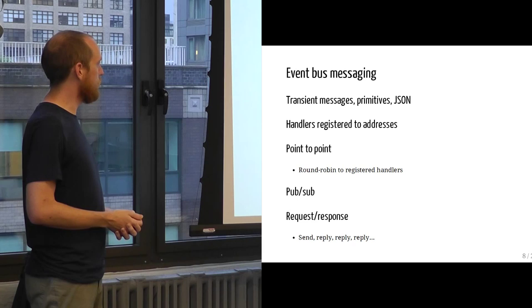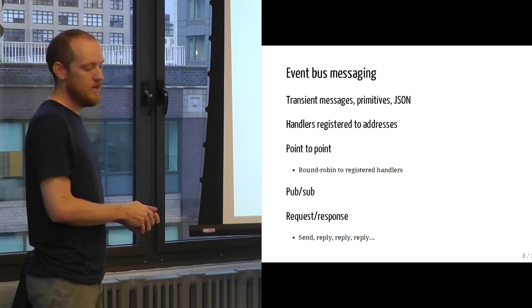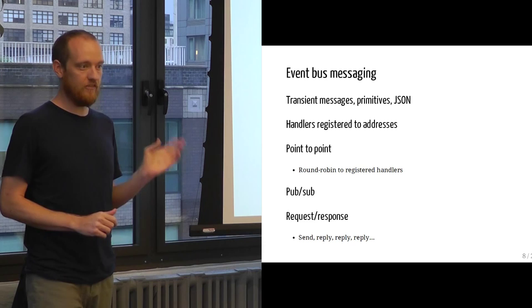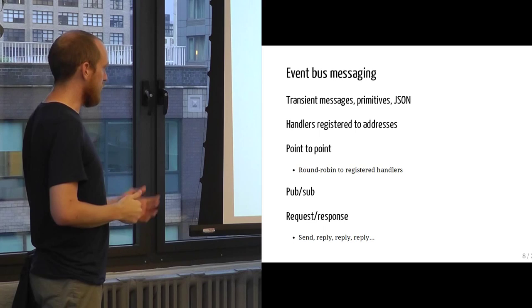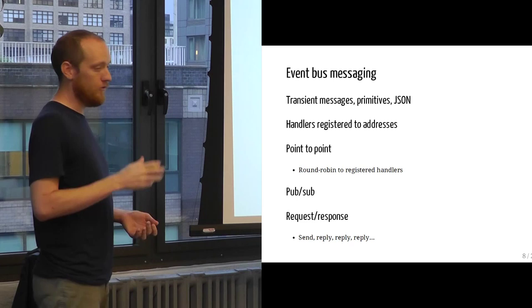To receive messages, you register a message handler on an address. An address on the event bus is just a string, so you can do whatever kind of namespacing or enforce whatever convention you want to, but it's just a string. To send a message, you just call event bus send with the address and the message. In the case of Clojure, it will automatically convert Clojure data structures to JSON and vice versa when receiving messages. Although there's actually a bug in the deserialization that's going to be fixed in the next release.